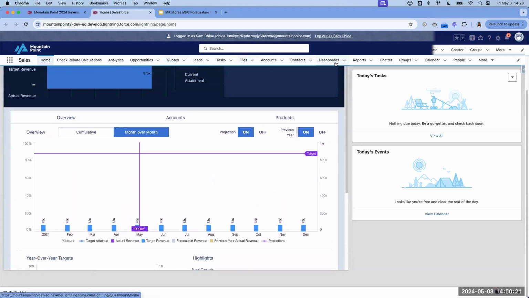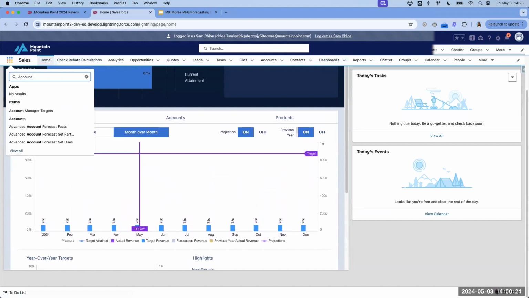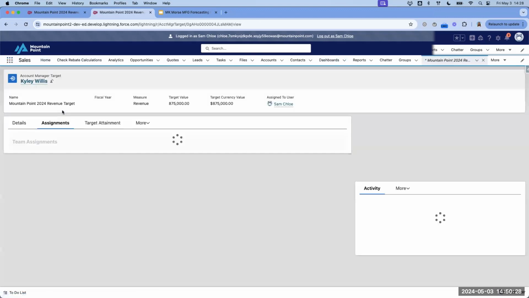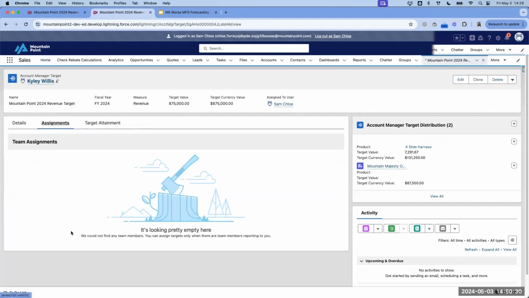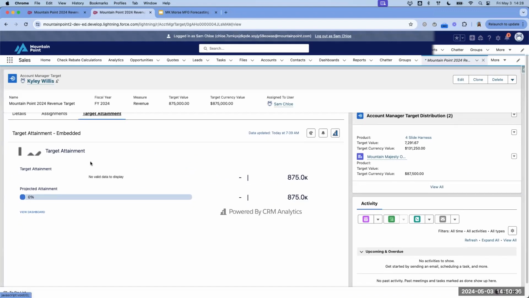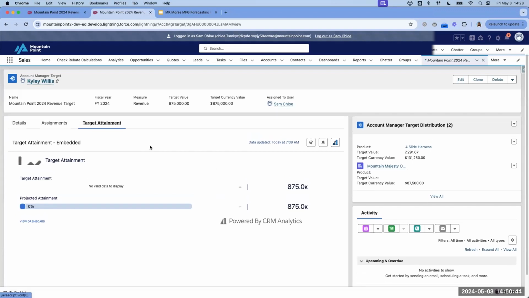And then really quick, I will show you this view. So this is Sam's target. As you can see here, there's no assignment because there's no team. And again, once there's some revenue data in here, there is a dashboard that can show how am I doing towards my goals.